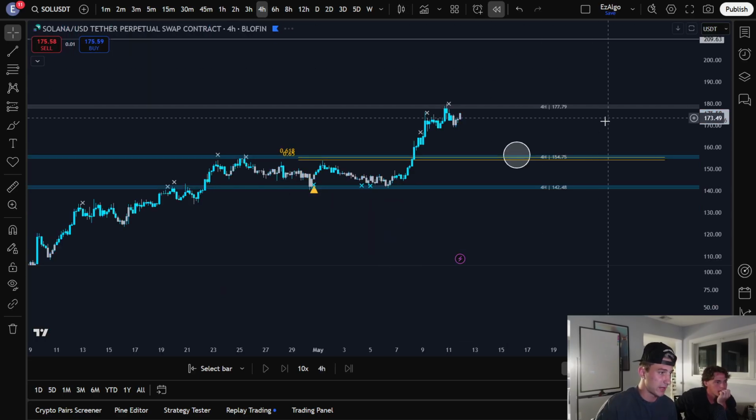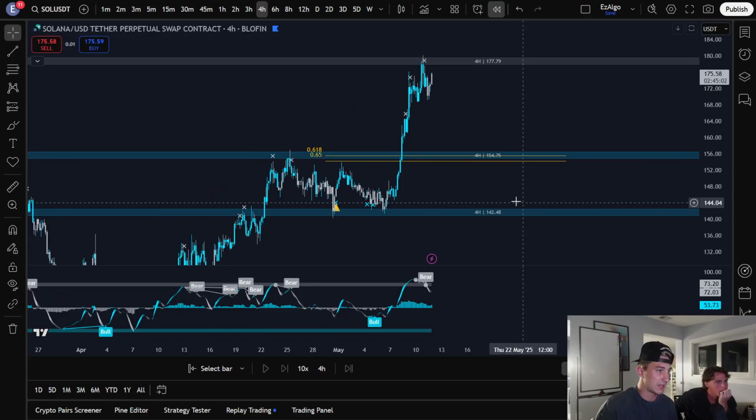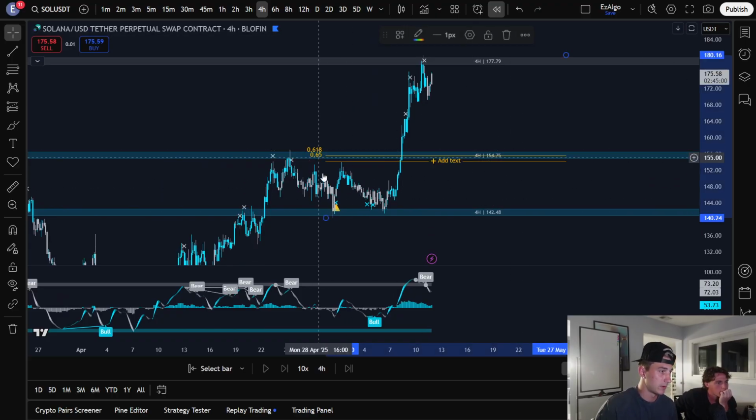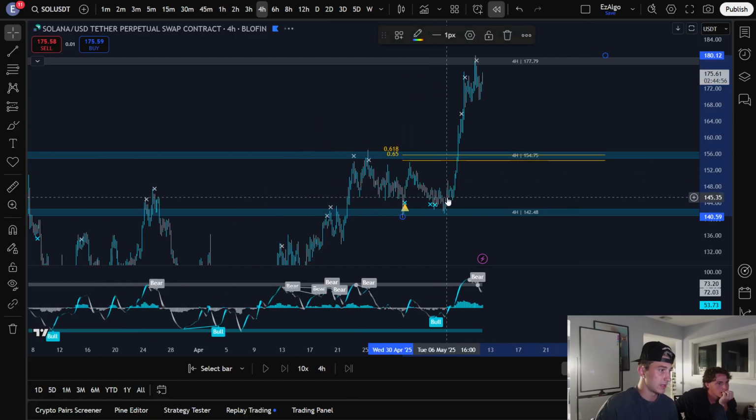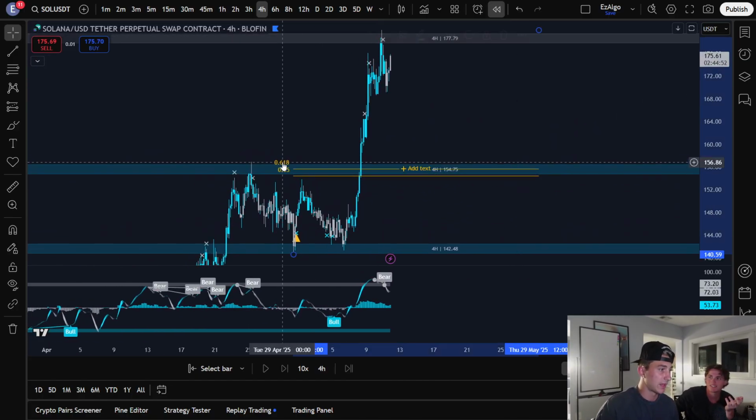So again, we want to go to a lower time frame. And this is the most recent key level, this key fib right here. You see how this level overlaps the support zone we have? It perfectly overlaps it. And is that the golden pocket? Right, that's the golden pocket.